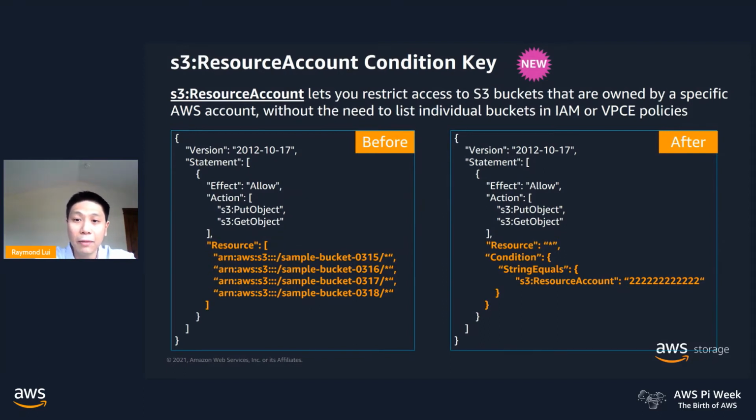Customers ask us to give them a condition key that reduces the need to update their access policy. Recently, we added a condition key that just does that. S3 resource account is a new condition key that lets you restrict access to your S3 buckets that are owned by a specific AWS account. Before this condition key, you would need to list individual buckets in your IAM policy or VPCE policy. Now with this new condition key, S3 resource account, you simply apply the AWS account ID to this new condition key, so the policy applies to all the buckets owned by that AWS account.